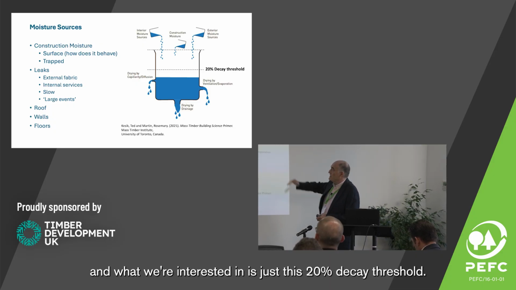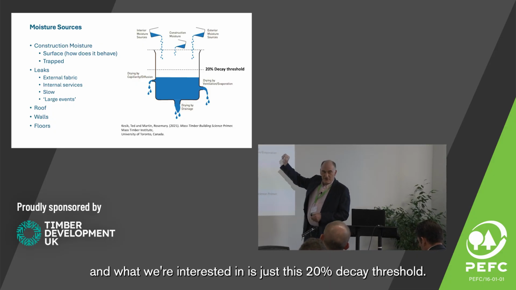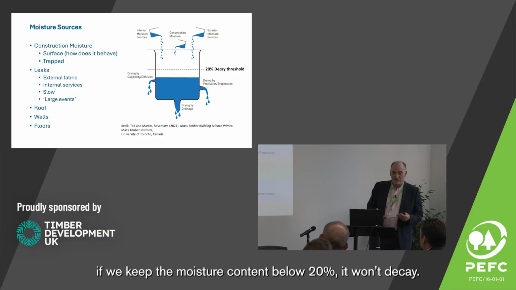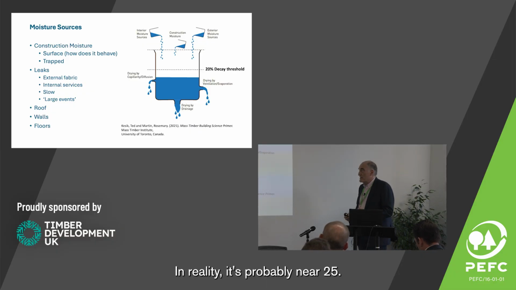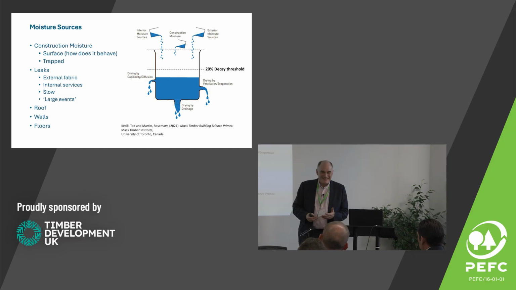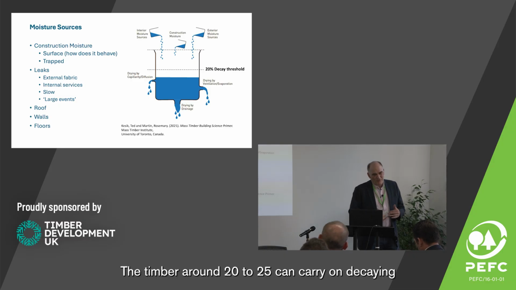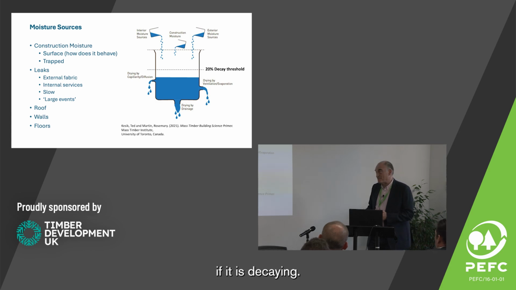And what we're interested in is just the 20% decay threshold. So we know that timber, if we keep the moisture content below 20%, won't decay. In reality, it's probably nearer 25. Timber decay won't really initiate until you hit about 25, although timber around 20 to 25 can carry on decaying if it's already decaying.